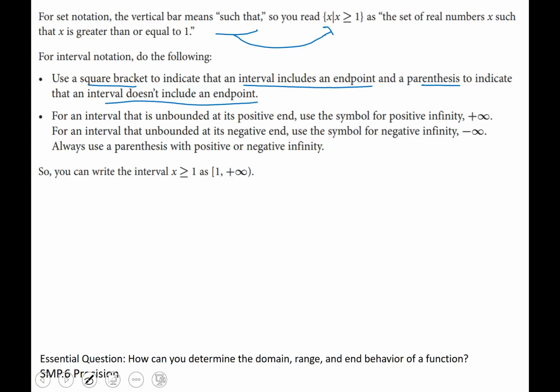For an interval that is unbounded at its positive end, use the symbol for positive infinity. For an interval that is unbounded at its negative end, use the symbol for negative infinity. Always use parentheses for positive or negative infinity. So you can write the interval where x is greater than or equal to 1 with a bracket because it's included, then a comma, and then positive infinity with a parenthesis.